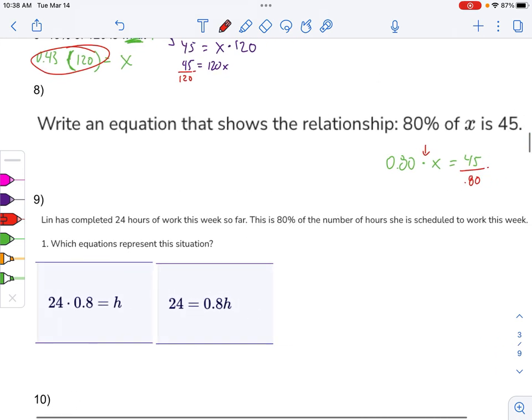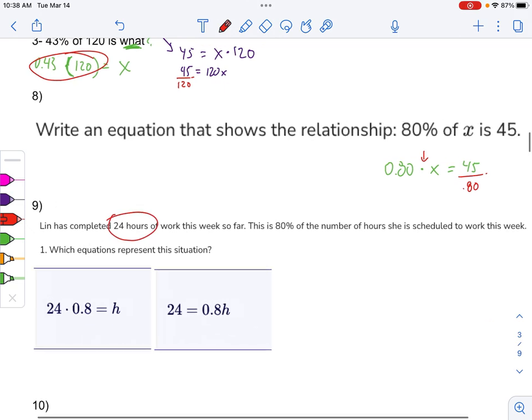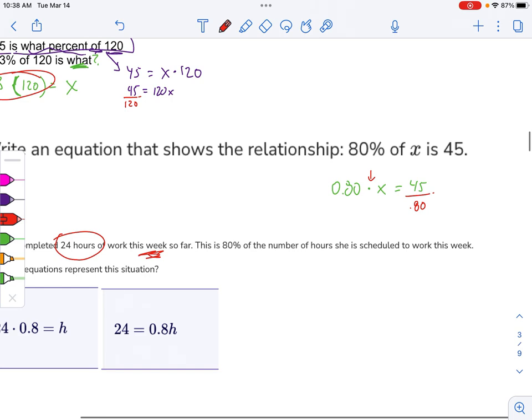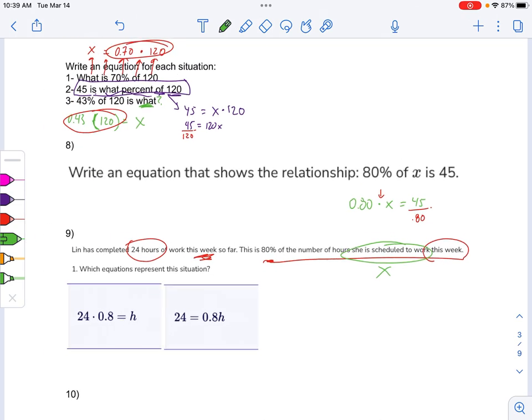Oh, number 9, looks like we get to do another one. Lynn has completed 24 hours of work. Good job, Lynn. So far this week. Okay, not at one time, because that would be like an entire day nonstop working. So she spread that out over a week. This is 80% of the number of hours she's scheduled to work this week. Oh, so she was supposed to work more. So what don't we know? We don't know what she was scheduled for. That we don't know, so we're going to give a variable to that one.